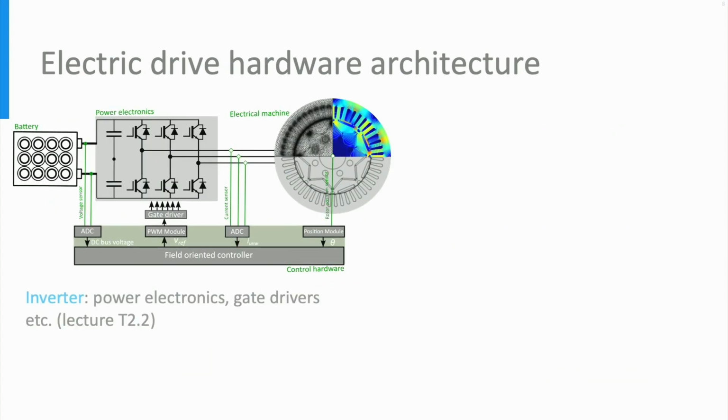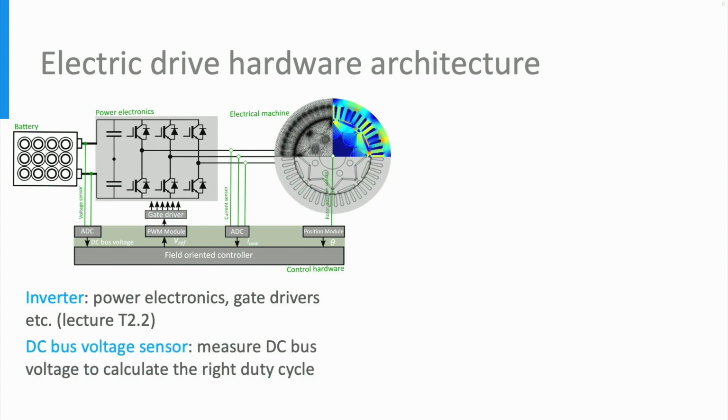Electric drive hardware architecture involves an inverter consisting of power electronics and gate drivers, which has already been discussed in the previous lecture. It also involves a DC bus voltage sensor, which measures the DC bus voltage to calculate the right duty cycle for the gate driver. It is situated between the DC bus and the inverter.